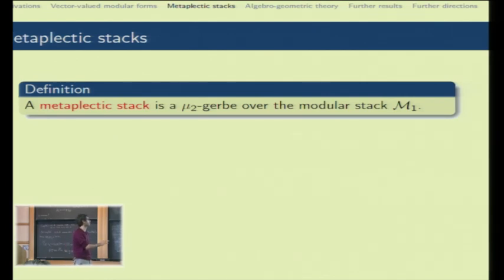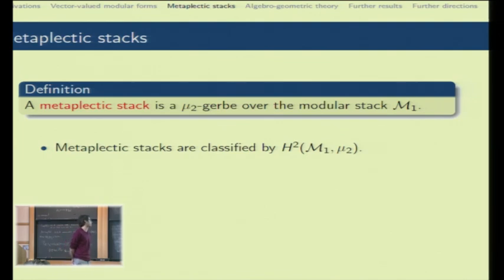All right, before we do that, just a little, probably not really meaningful definition. I just like using this term so I don't have to repeat the term gerbe all the time. I'm going to call M1 the modular stack, and any gerbe with band mu2 is going to be called a metaplectic stack. A mu2 gerbe is something that locally looks like mu2 torsors over your stack.